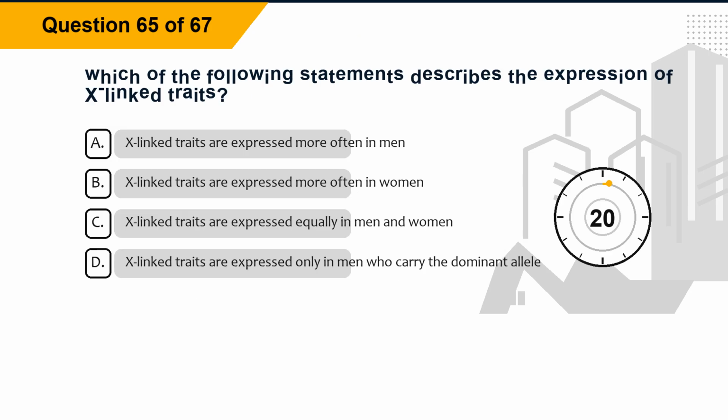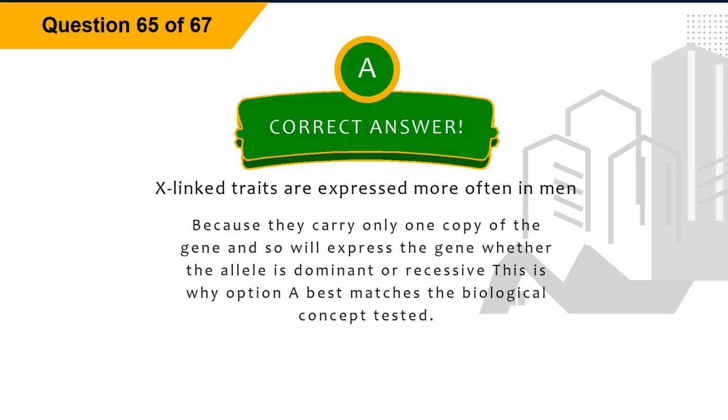Question 65. Which of the following statements describes the expression of X-linked traits? Option A, X-linked traits are expressed more often in men. Option B, X-linked traits are expressed more often in women. Option C, X-linked traits are expressed equally in men and women. Option D, X-linked traits are expressed only in men who carry the dominant allele. The correct answer is option A, X-linked traits are expressed more often in men. Explanation: because men carry only one copy of the gene, they will express the gene whether the allele is dominant or recessive. This is why option A best matches the biological concept tested.